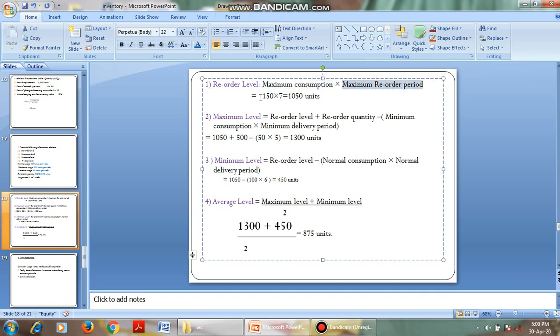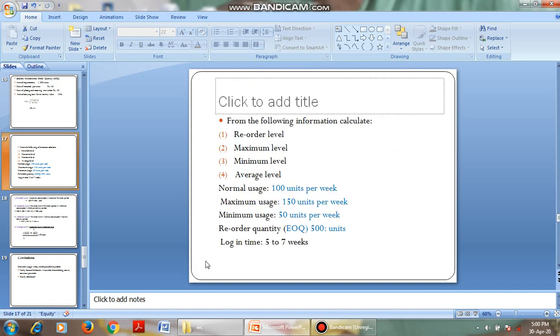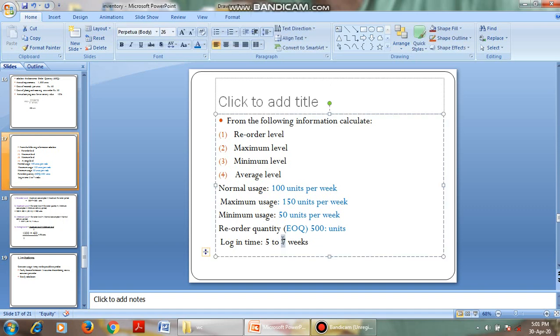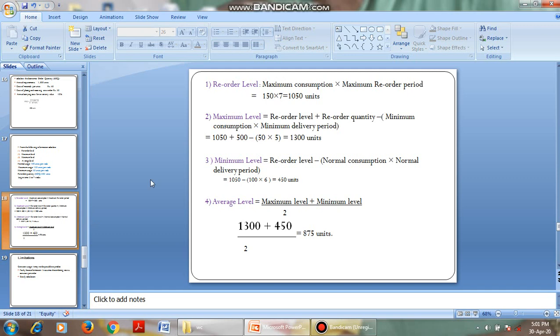Maximum consumption is 150, multiplied by the maximum lag period, which is 7 weeks. 7 is the maximum period. So 150 into 7 is 1050.